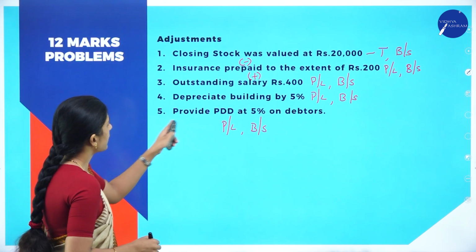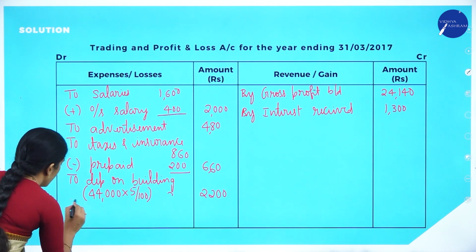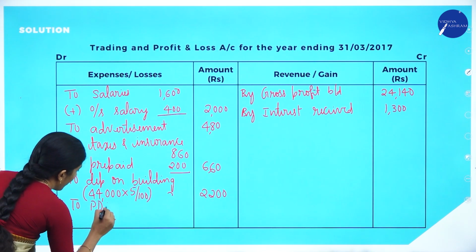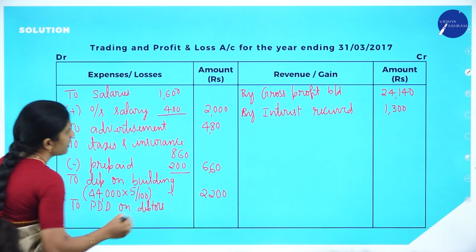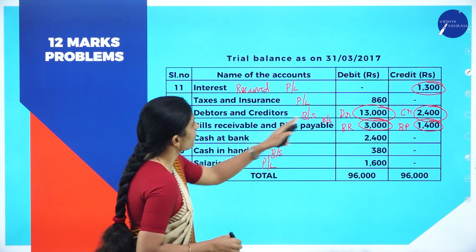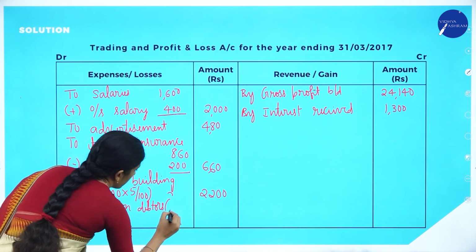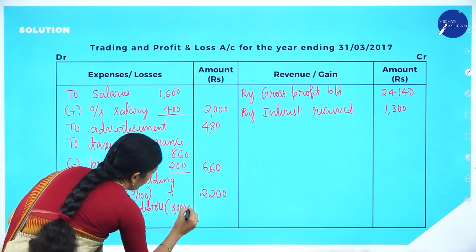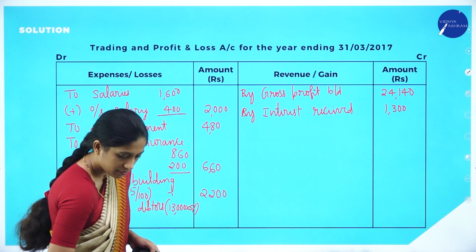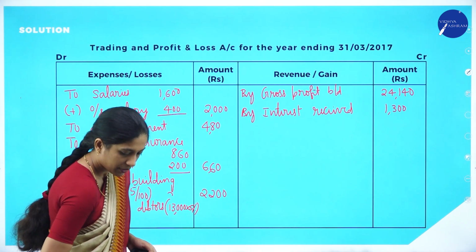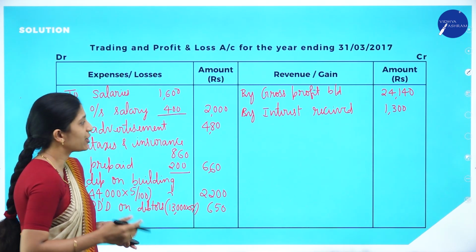After that, the next adjustment, provide PDD at 5% on debtors. So I have to take here PDD on debtors. So let's see what is the value of debtors. Debtors value is 13,000 into 5%. So that is 650. So we are done with the adjustments also.